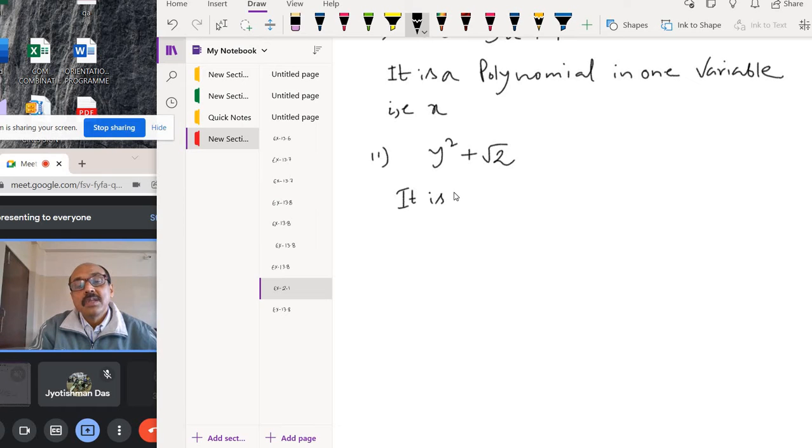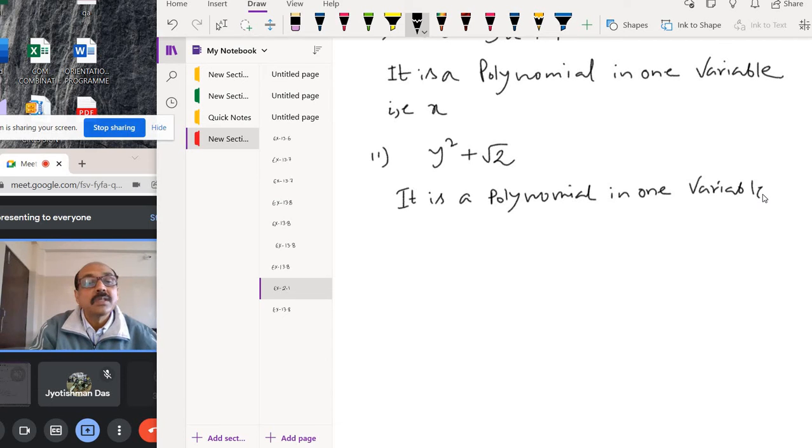If the variable's exponent is not a whole number, then it is not a polynomial. y square, so 2 is a whole number, so it is a polynomial. Okay? So this is also a polynomial in one variable, and that one variable is y.